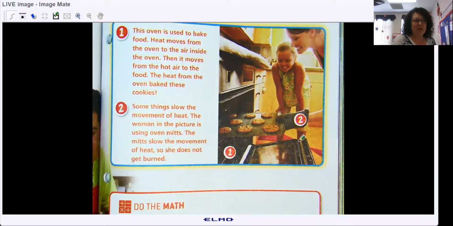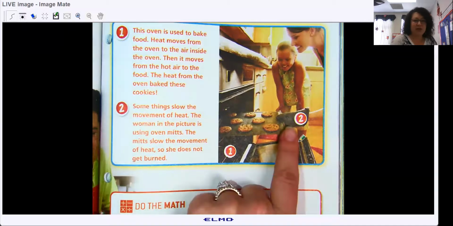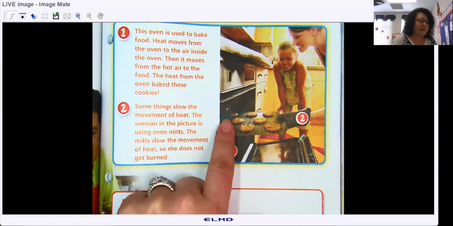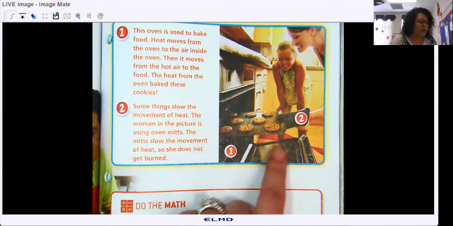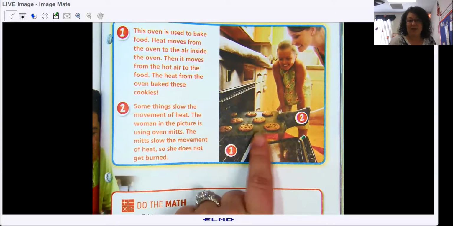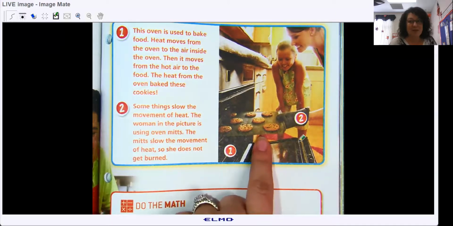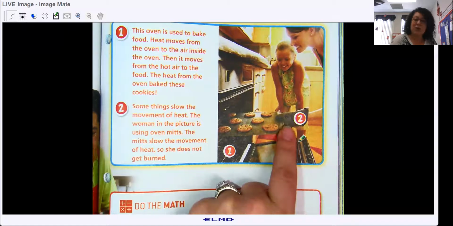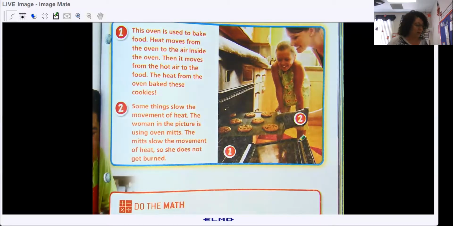Some things slow the movement of heat. The woman in the picture is using oven mitts. I'm sure you've seen mom or dad use oven mitts before. The mitts slow the movement of heat so she does not get burned. So inside the oven is probably 350 degrees, which means the pan is probably 350 degrees. You cannot touch 350 degrees, it will burn your skin, which is why we would protect ourselves with oven mitts.